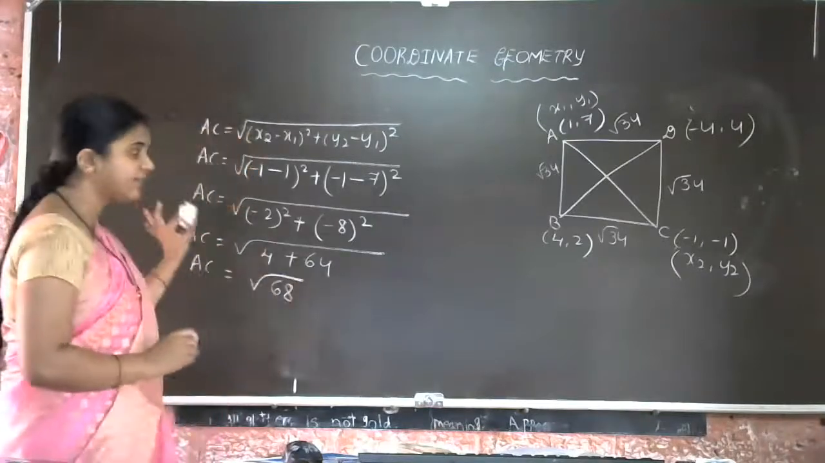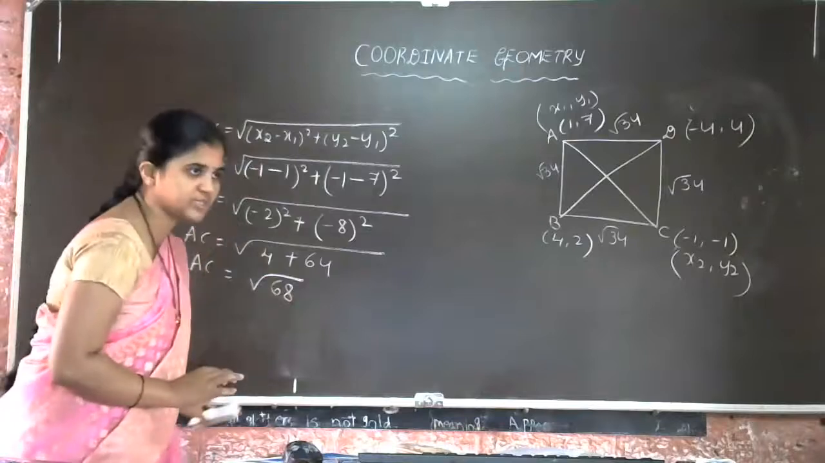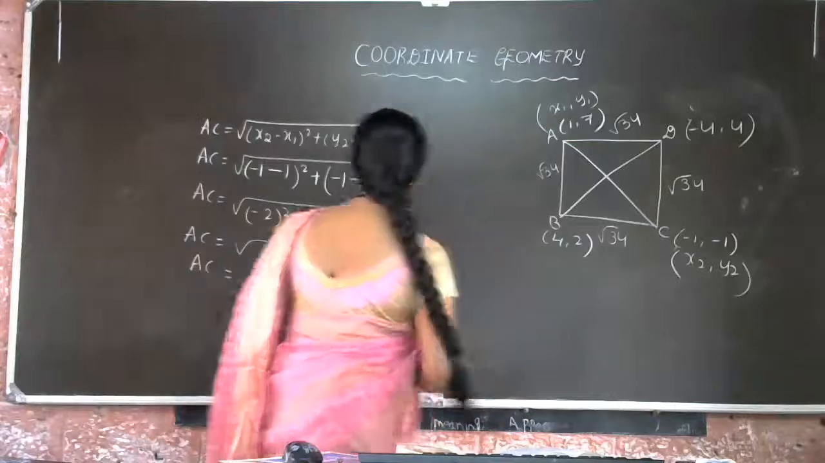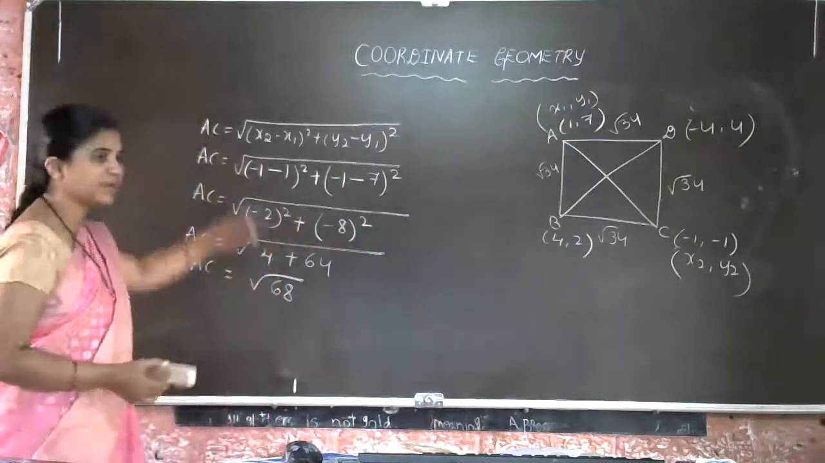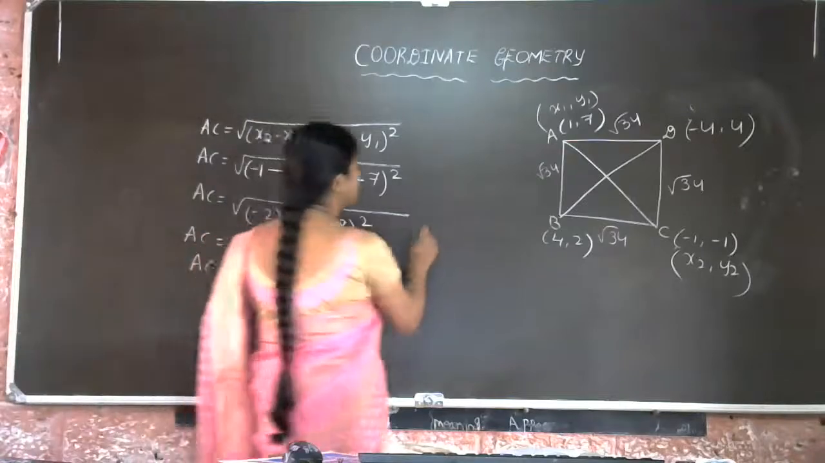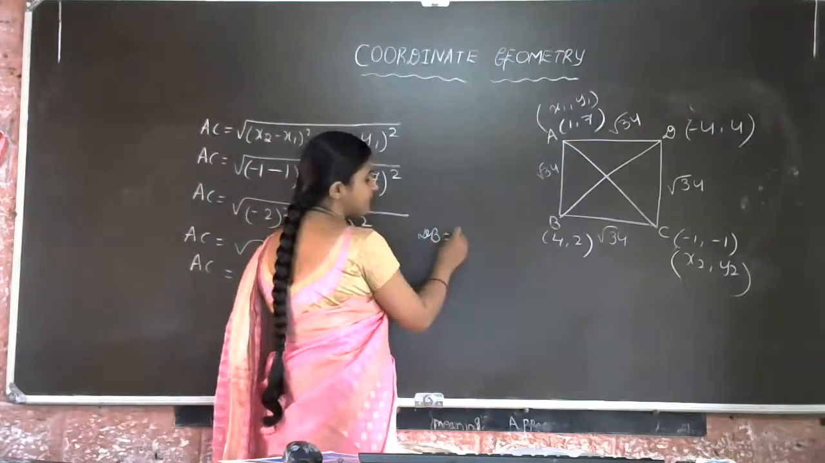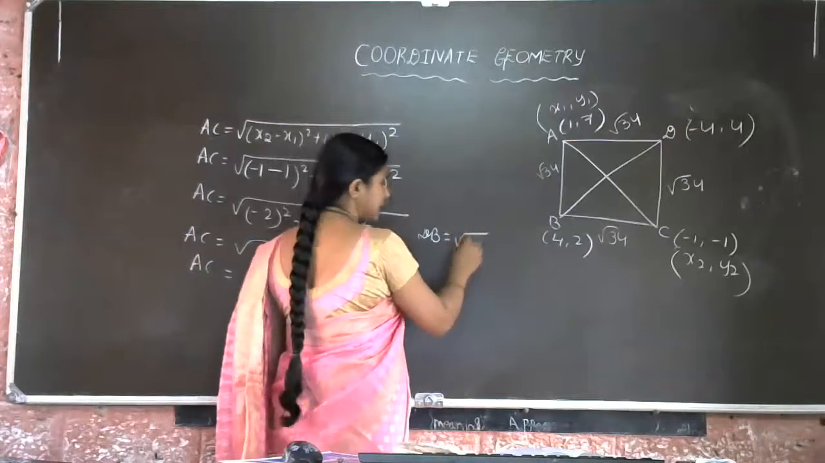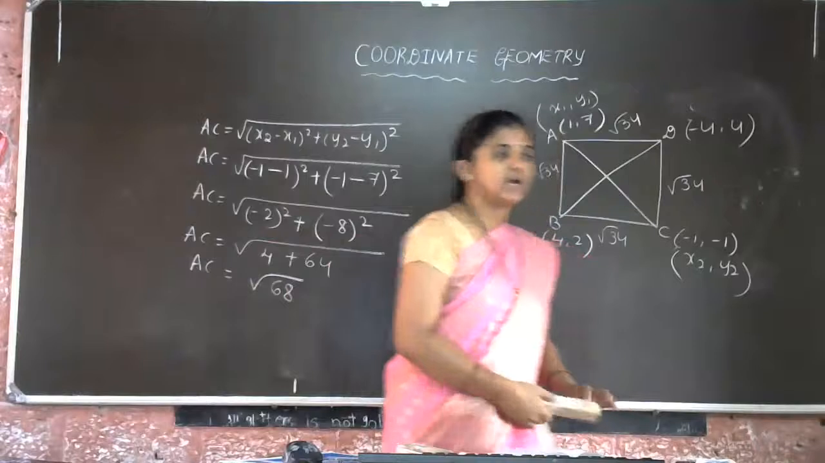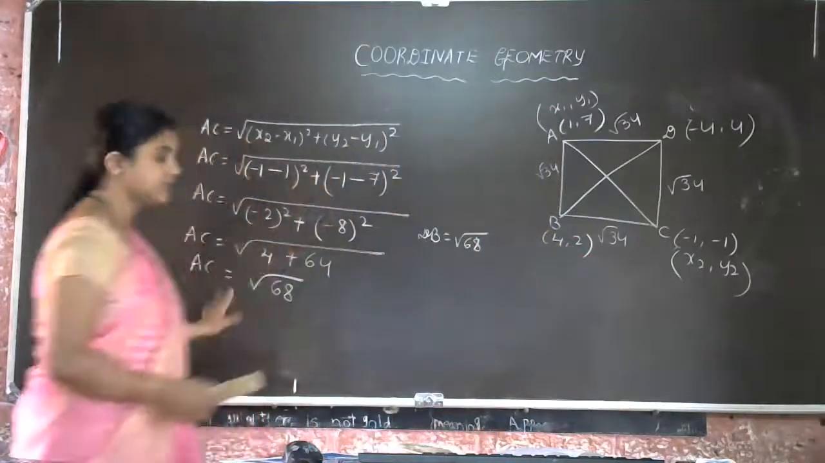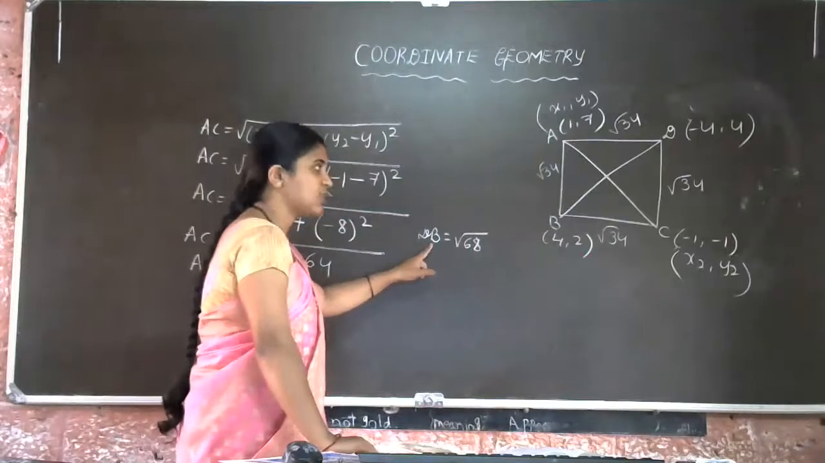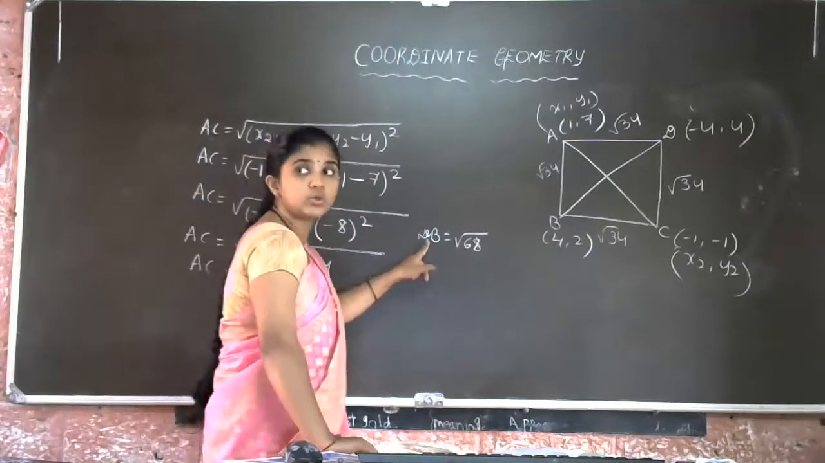If we get the other diagonal also as square root of 68, then we can say that ABCD is a square. Got the idea of this one, no? AC diagonal. By applying the same method, you have to find out DB also. DB is also equal to square root of 68, because this is an example problem. So here you just observe AC is root 68. Do the calculation of DB also. That is also root 68 only.